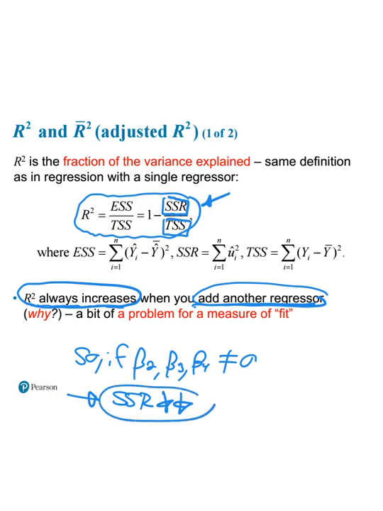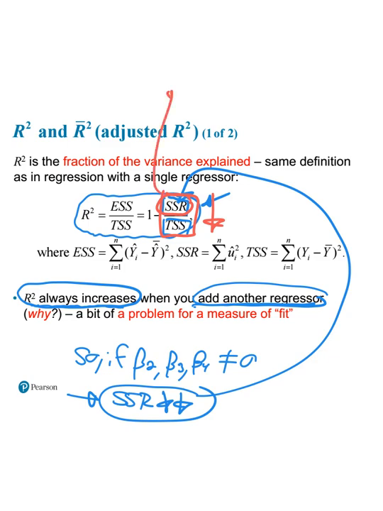If SSR is decreasing right there, if this is getting smaller and smaller, this fraction is getting smaller and smaller as well. If that fraction is getting smaller and smaller, then 1 minus that fraction, 1 minus a number that's getting smaller, is going to be getting bigger. So what we have right here is, if the sum of squared residuals goes down, which it will if we have non-zero coefficients on our new regressors, then R squared is going to artificially and pretty much always increase.